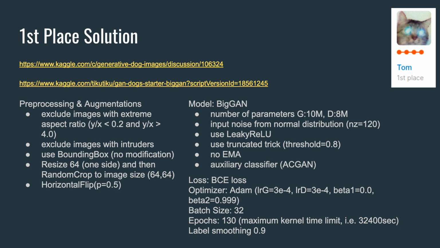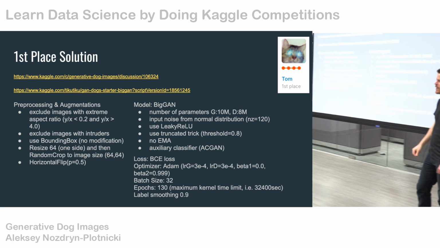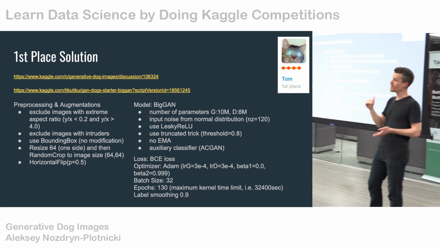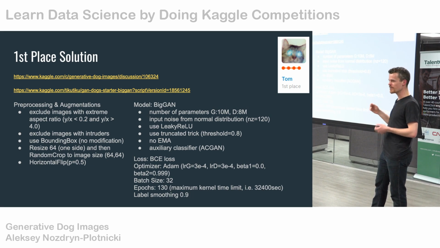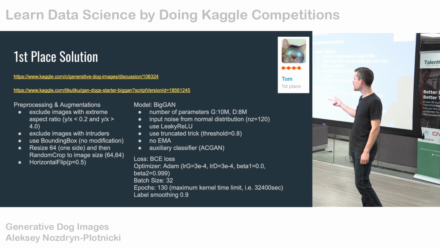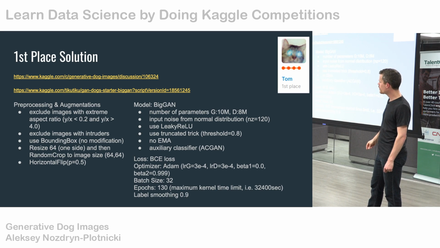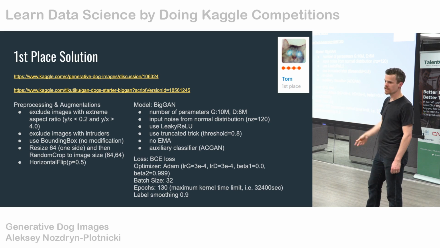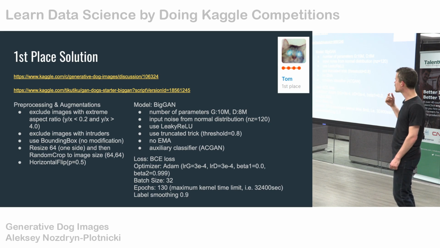And so they have this process of throwing away dogs with weird aspect ratios, throwing away images with intruders. Someone did some analysis on images that didn't contain just a single dog, which might be pretty confusing. Dogs with multiple heads might become a problem if I've got multiple heads in my training data. They used the bounding boxes to cut out the dogs, resized things down to 64, and then of course they horizontally flipped these dogs. But we don't vertically flip dogs because dogs have a certain orientation.